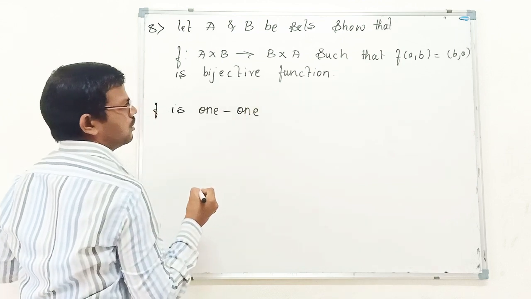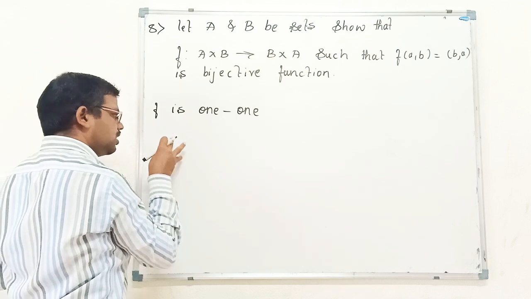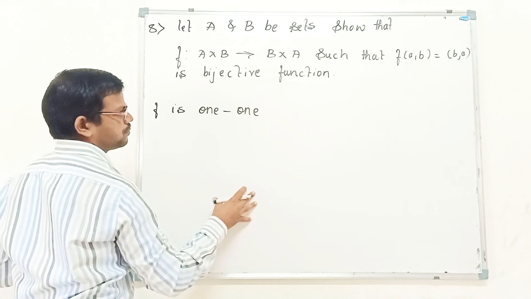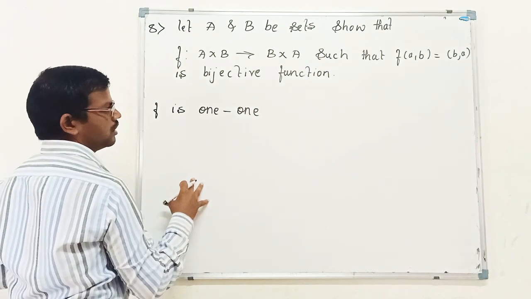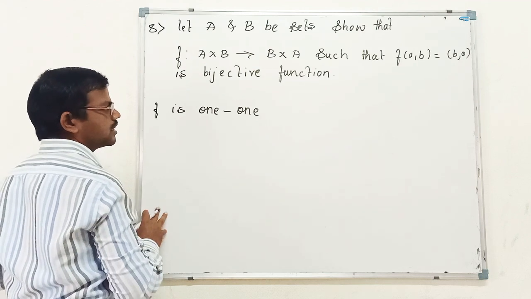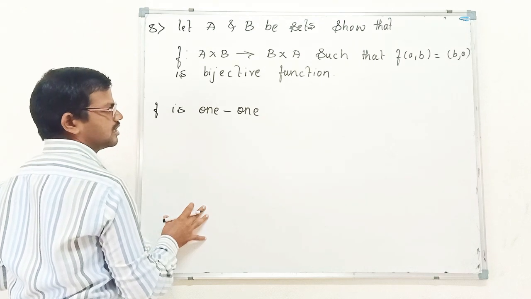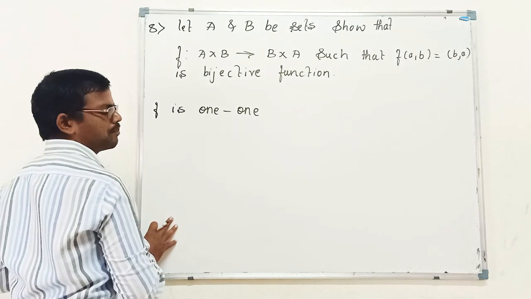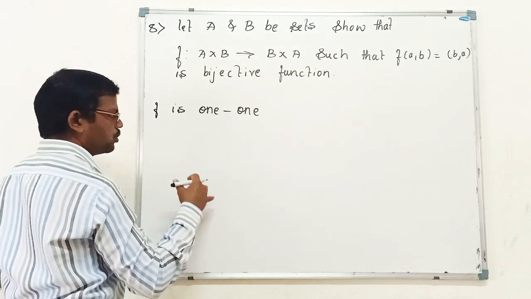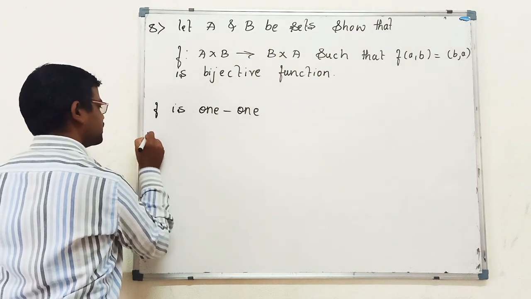For that we consider equal images. If the images are equal, then we have to show the elements are equal. Then the function is one-one. Or we can prove it by the contradiction method, but here it is not necessary because it is in pairs, so it will become very difficult to analyze. It is better to use equal images.